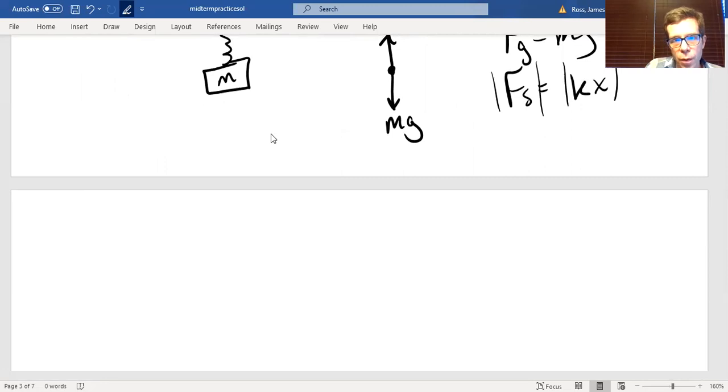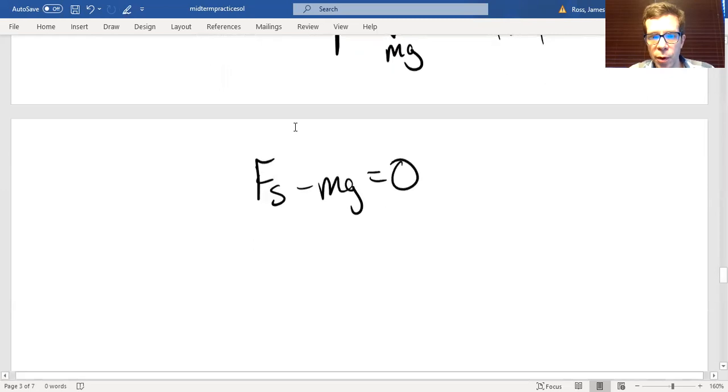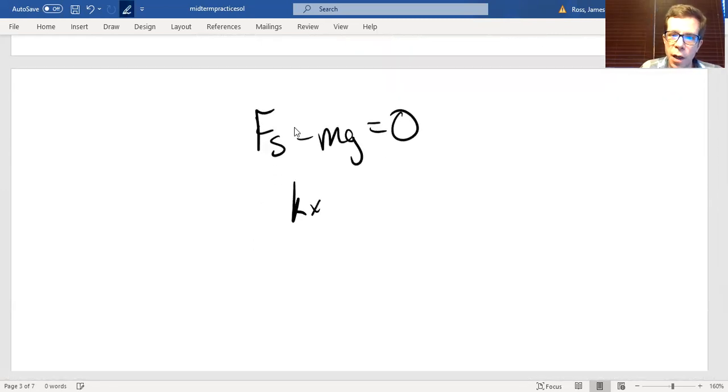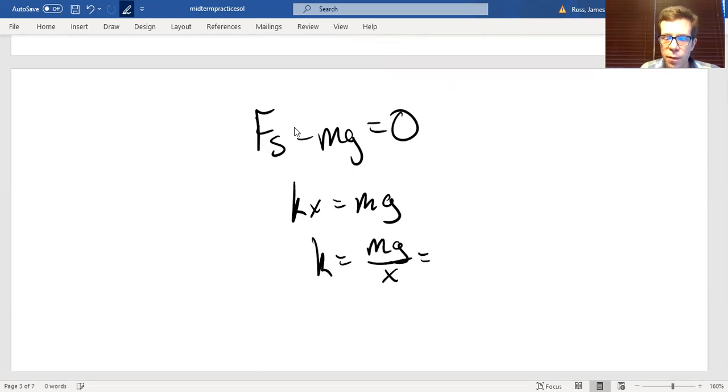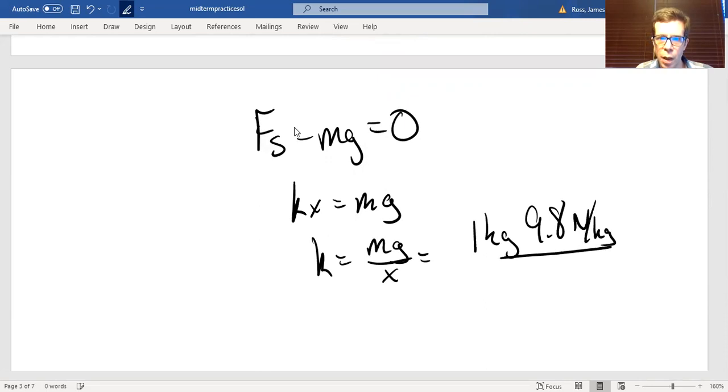All right, so if we look at our y direction here, we've got the spring force minus mg equals 0 because it's hanging there in equilibrium. So kx is equal to mg, and we're solving for k, mg over x. 1 kilogram, 9.8 newtons per kilogram, and 0.035 meters, right? So I'd say the pitfall on this one is the unit conversion.